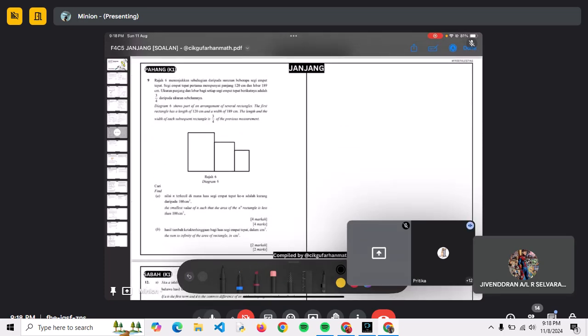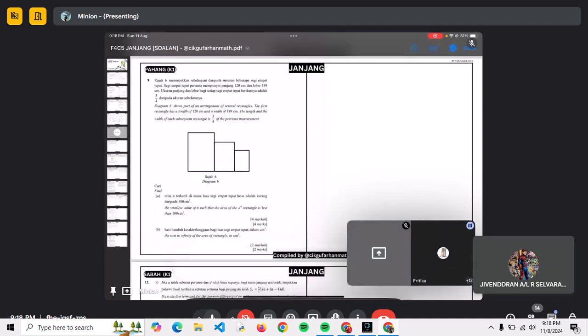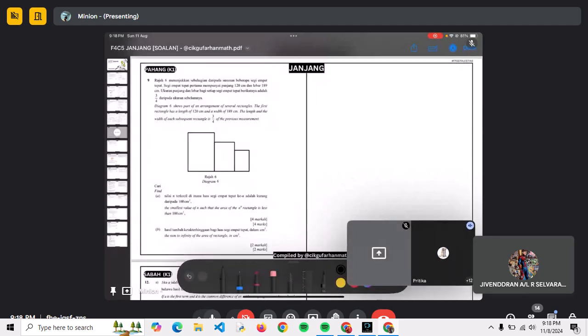Question number 9. Diagram 6 shows a part of an arrangement of several rectangles. The first rectangle has a length of 120 cm with a width of 189 cm. The length and the width of each subsequent rectangle is 3 over 4 of the previous measurement. Find the smallest value of n such that the area of the nth rectangle is less than 100 cm squared.